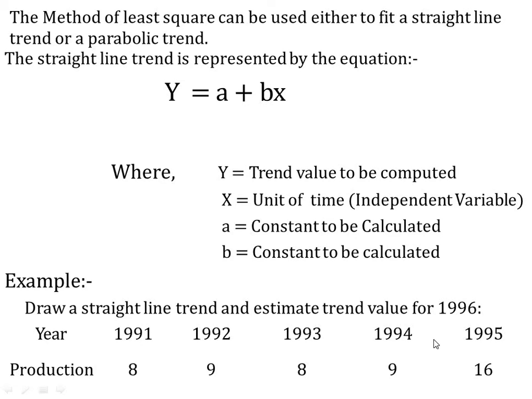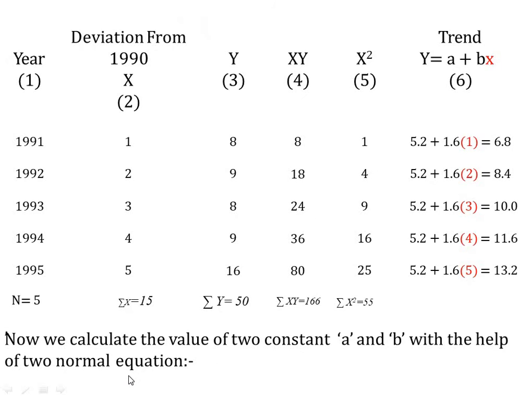Now this is the data given, where year, meaning time, is your x variable and production is your y variable. Now to use the normal equations I need some statistical values like sigma x, sigma y, sigma xy, sigma x square, and for obtaining these values I will prepare a table.